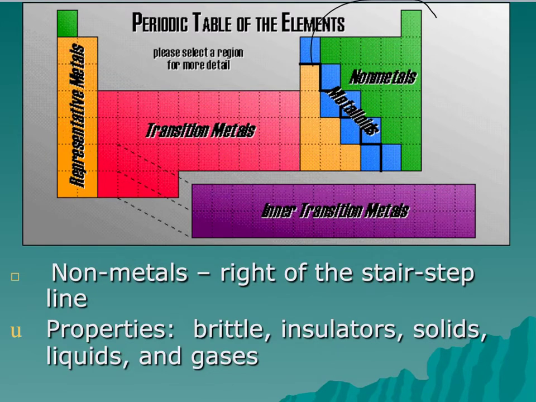On the right side of the stair-step line, we have the nonmetals. And these are brittle. These are what would be the insulators. So again, the wires in your house, they're coated usually with like a colored plastic. Those are typically made up of nonmetal elements. And this is because they won't conduct electricity. If you didn't have those insulators, then every time you turn on a light switch, your wall would catch on fire because there would be nothing stopping that electricity from going out into your wall. One difference between metals and nonmetals is that nonmetals can be solids, liquids, or gases.